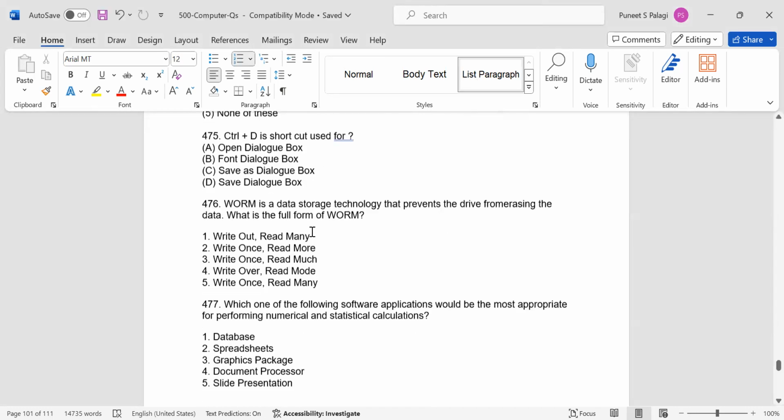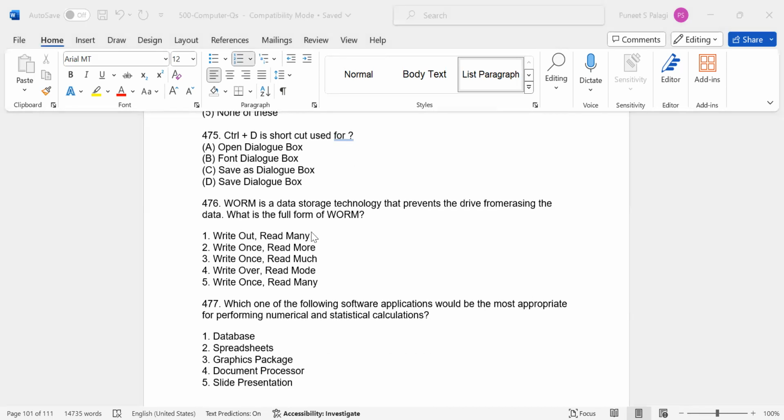Control+D is shortcut used for: is it open dialog box, is it for font dialog box, is it for save as dialog box, is it save dialog box? Control+D, it is for font dialog box.